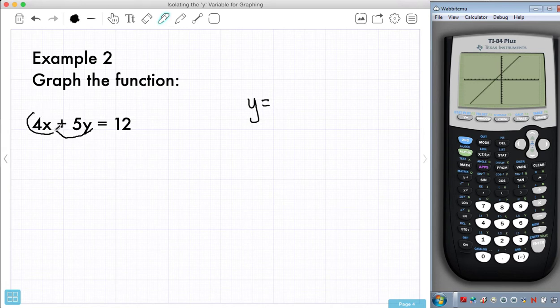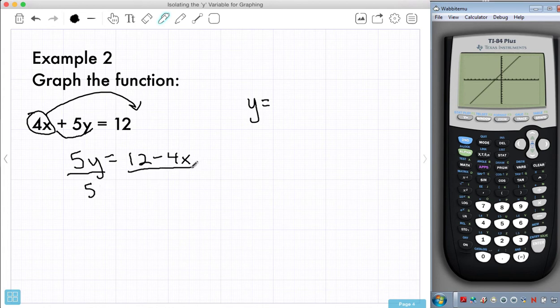I'm going to take the 4x term and I'm going to move it over to the other side. Again, whenever you move a mathematical term to the other side of an equation, you change its sign. So what I'm going to have over here is 12 minus, the 12 is still just sitting there, 12 minus 4x. Now the y is getting closer to being isolated, but we've still got to multiply by 5. So like the last example, to get rid of multiply by 5, I'm going to divide by 5. Whatever I do to one side of an equation, I have to do to the other. I need to divide by 5. These cancel, leaving me with y equals.